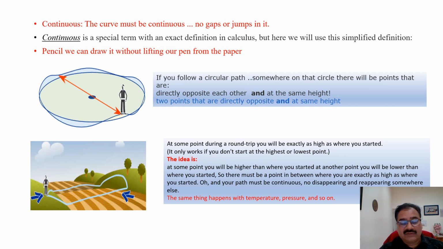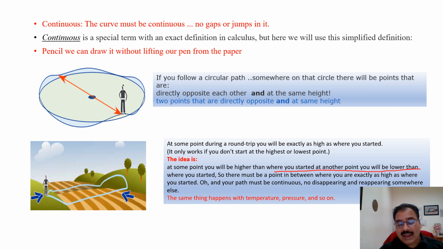But here this is different. The idea is at some point you will be higher than where you started. Suppose this is a little above, then you will be higher. You will be higher than where you started. At another point, you will be lower than where you started. So there must be a point in between where you are exactly as high as where you started, and your path must be continuous.